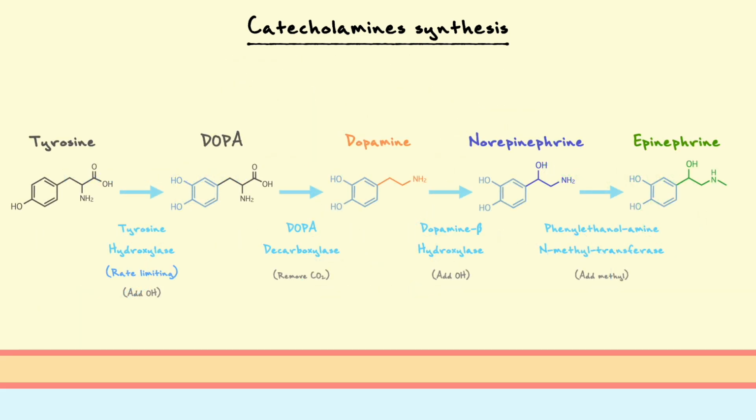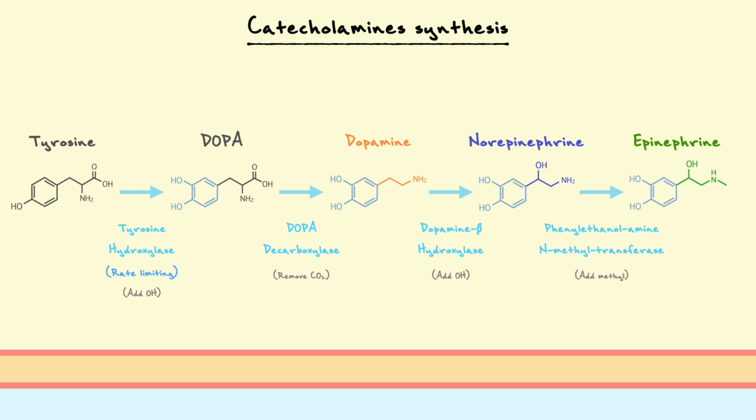In a condensed way, the pathway looks a bit like this, where on top you have the substrate names and below the respective enzymes that catalyze each reaction. One important thing to note is that the neurons that do release either dopamine, norepinephrine, or epinephrine do not necessarily have all of the enzymes. For example, a neuron that releases dopamine will only have up to dopa decarboxylase, whereas a neuron that releases epinephrine will have up to PNMT.